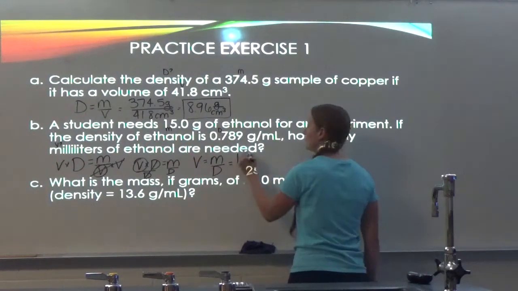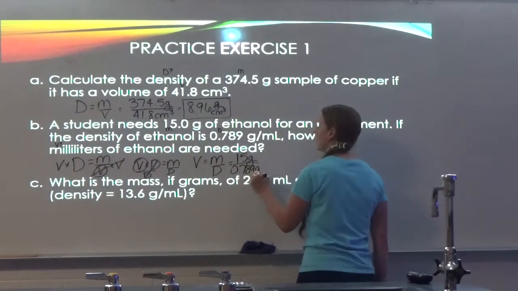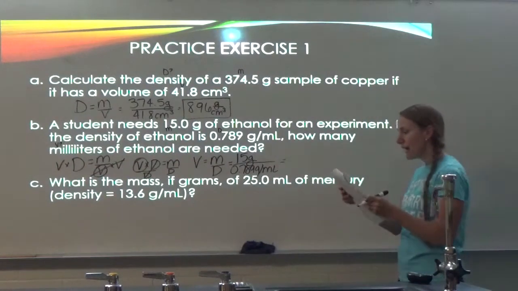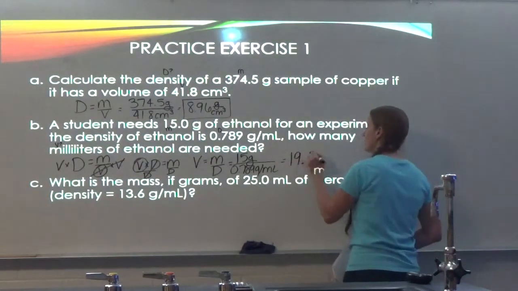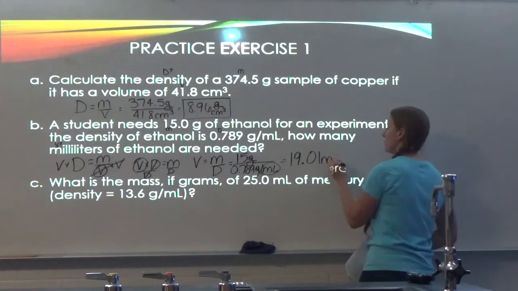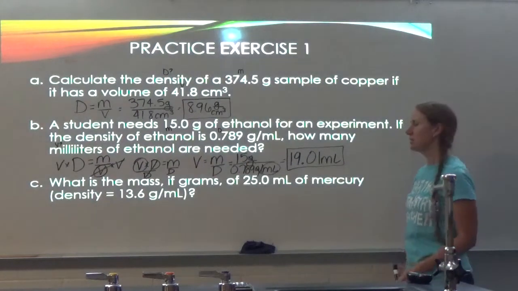So my mass is 15 grams, and my density is 0.789 grams per milliliter. So then I just divide, so I get 19.01. My grams cancel, I'm left with milliliters. Just like that. So hopefully you got that one right.